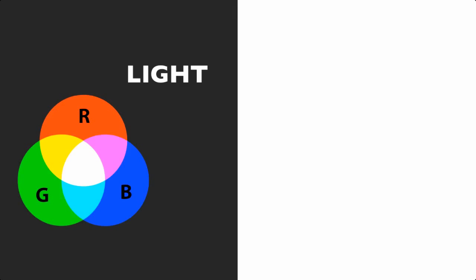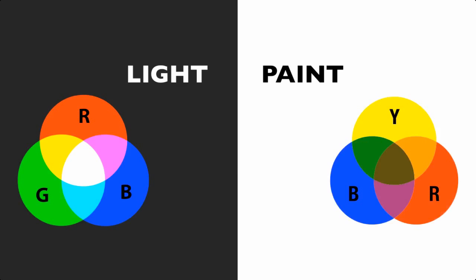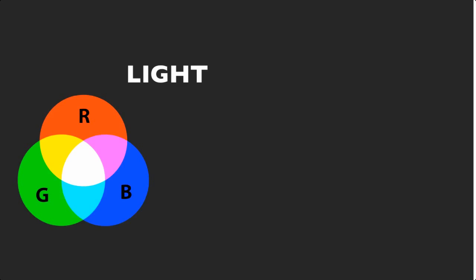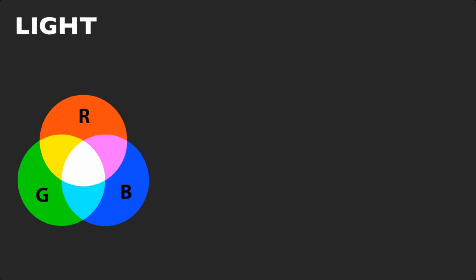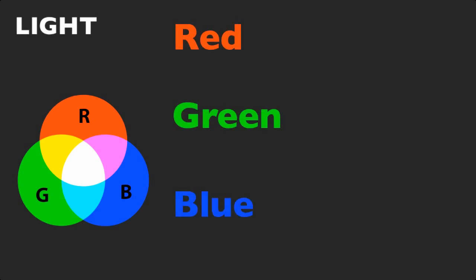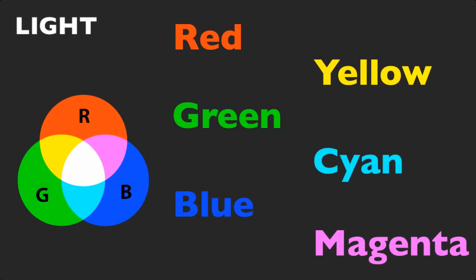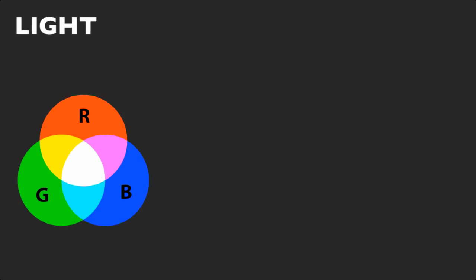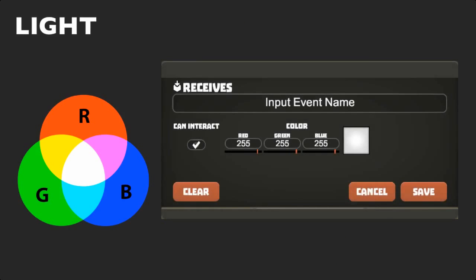But first, let's talk about two different kinds of color mixing: light versus paint. How light mixes color and how paint mixes color are not the same. Light's primary colors, in contrast to paint primary colors, are red, green, and blue, and mixing them gives us light's secondary colors: yellow, cyan, and magenta. Creativerse's LED blocks follow this red, green, blue pattern of mixing light.